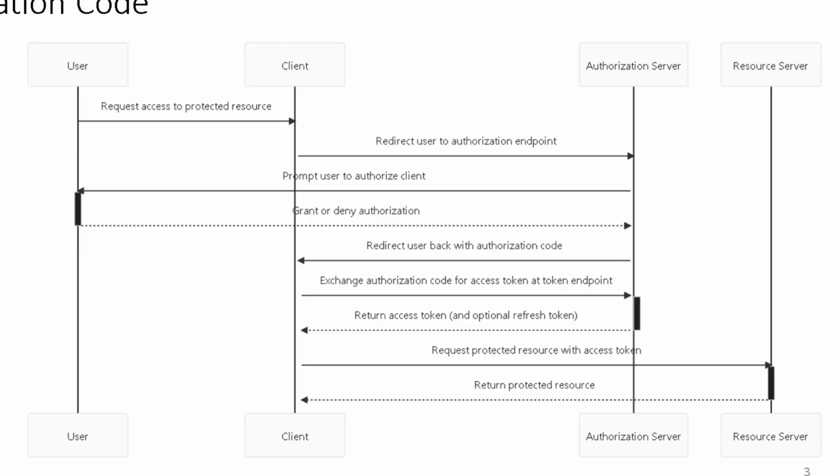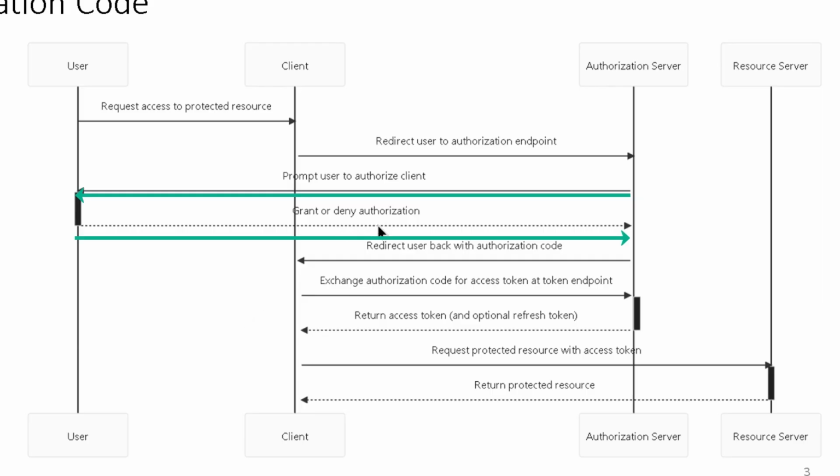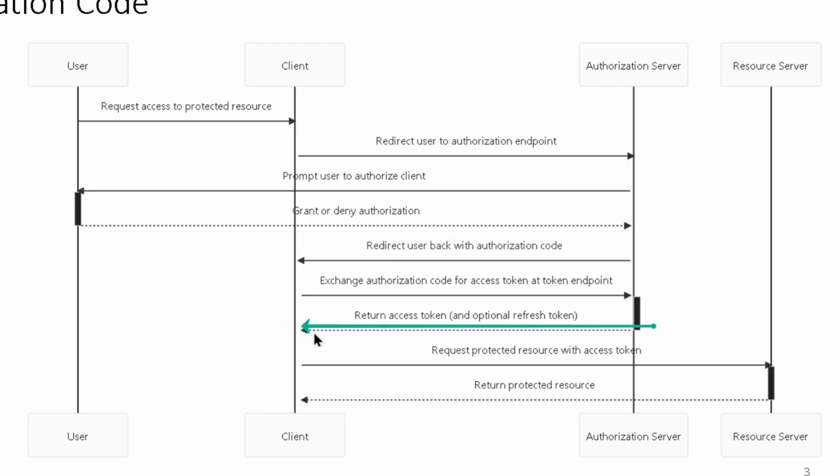This diagram shows the steps involved in the authorization code grant, where the user authorizes the client to access a protected resource on their behalf, and the client obtains an access token from the authorization server. The client can then use that access token to request the protected resource from the resource server.